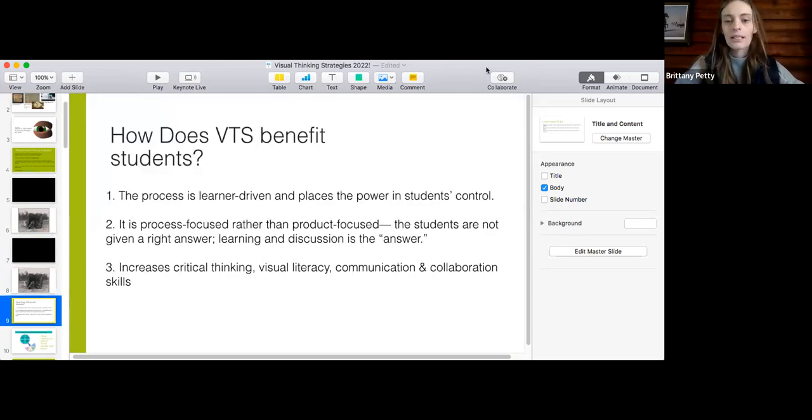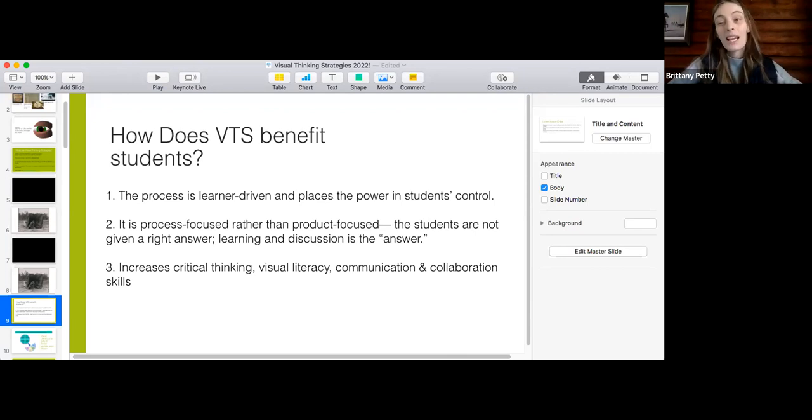All right, so how does VTS benefit students? As you all saw, it's much more learner driven. In my art history classes, I could put up an image, and what I try to do is have them tell me, because of course I could just rattle off all the facts. Well, this is Migrant Mother, the series, and this, but students don't really learn as well that way, in more of a lecture style. It's better that it's learner driven, and it's also process focused.